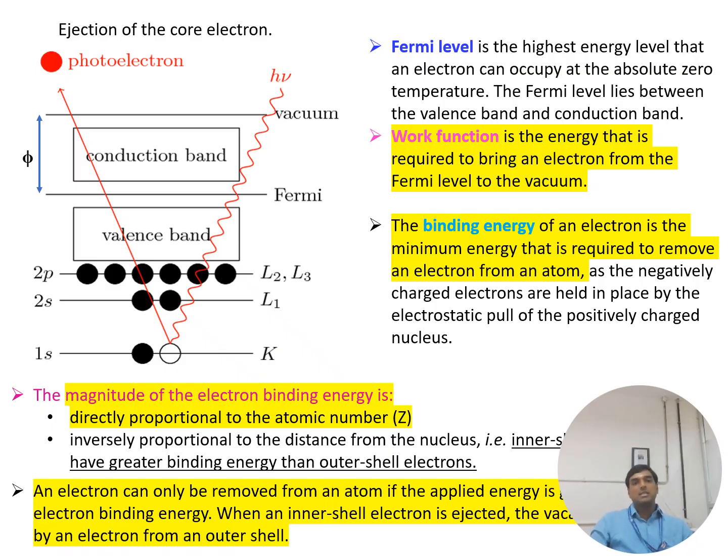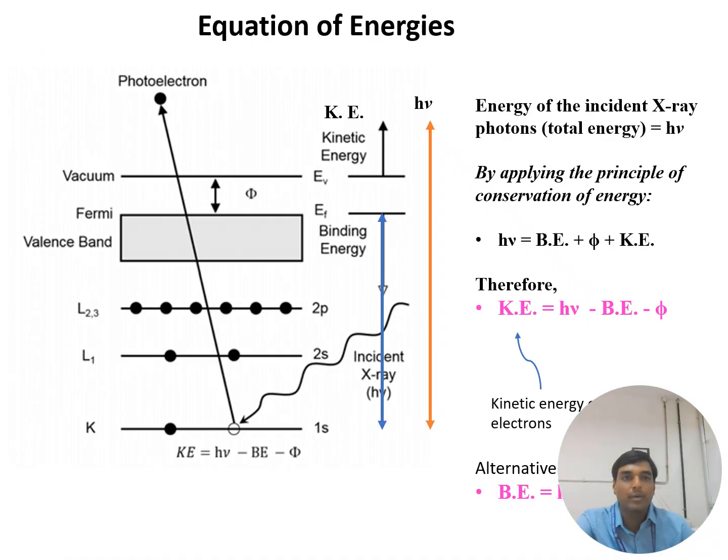Now, how can these electrons be ejected? If you see this diagram, this is your K shell, 1s orbital, then L shell, 2s and 2p orbital, then valence band, and then Fermi level, and then vacuum. Now, electrons fall on that X-ray beam. Electrons have to move up to the Fermi level, and that's called the binding energy.